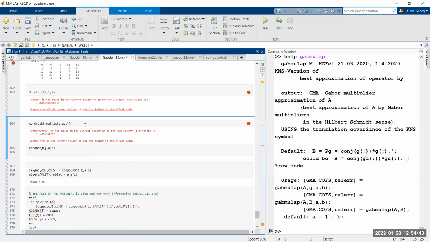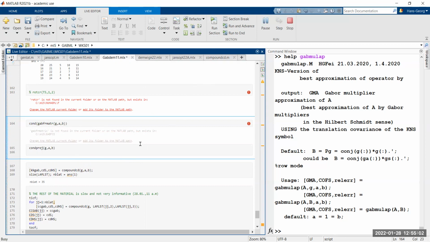Yeah, what's wrong here? I don't know what I've done. Oh yeah, the word matrix is wrong.